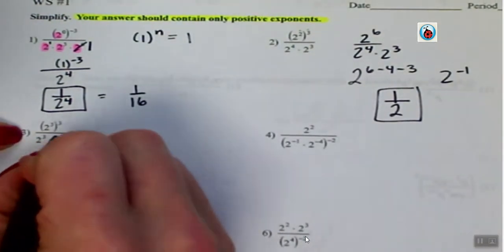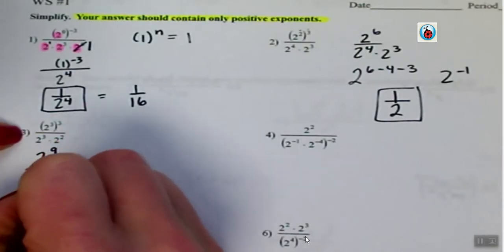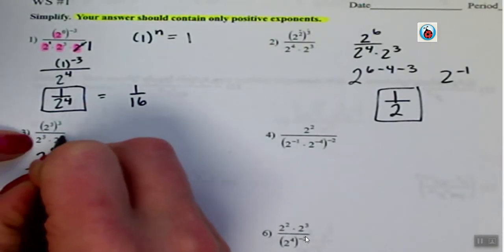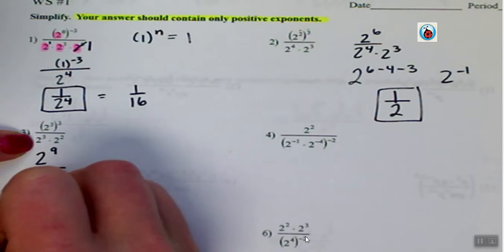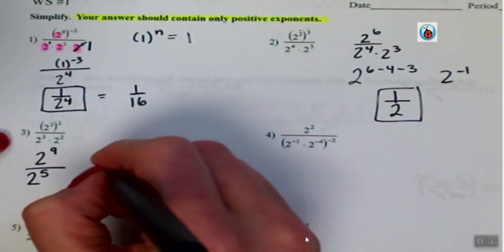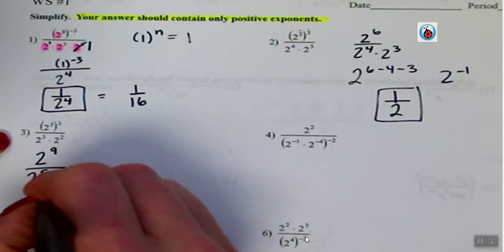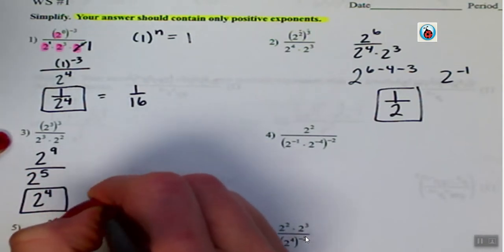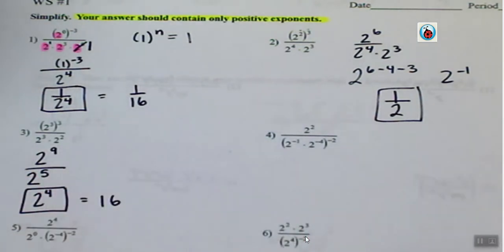2 cubed cubed. Okay, my exponent rule says that I multiply. 3 times 3 is 9. 3 plus 2 is 5. 9 minus 5 is 4. 2 to the fourth, which is equivalent to 16.